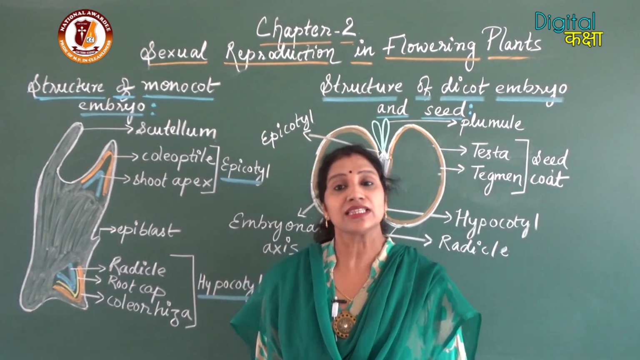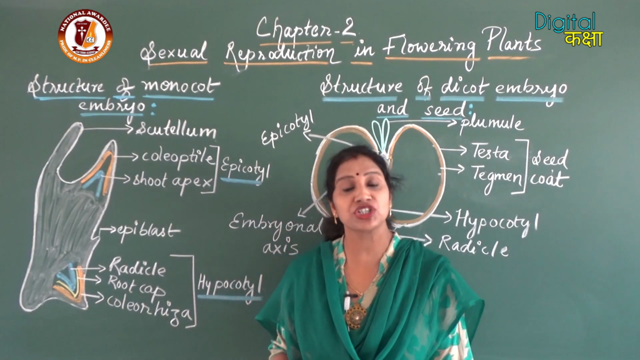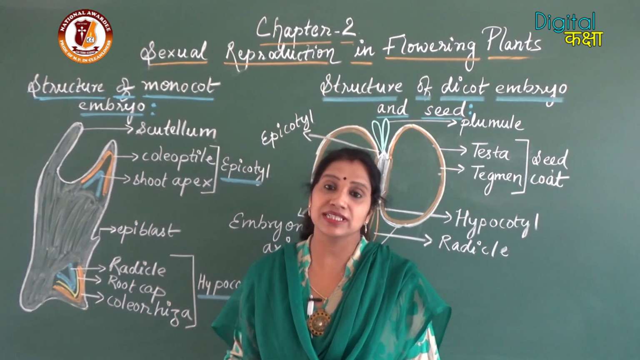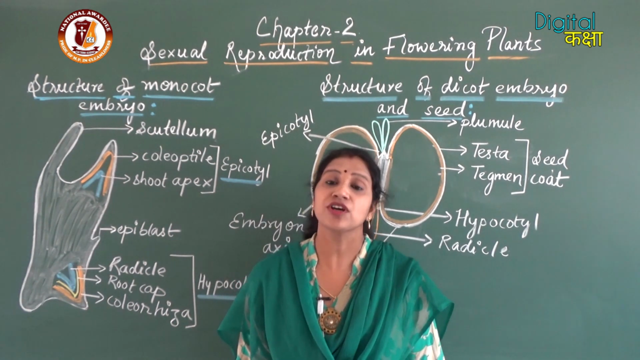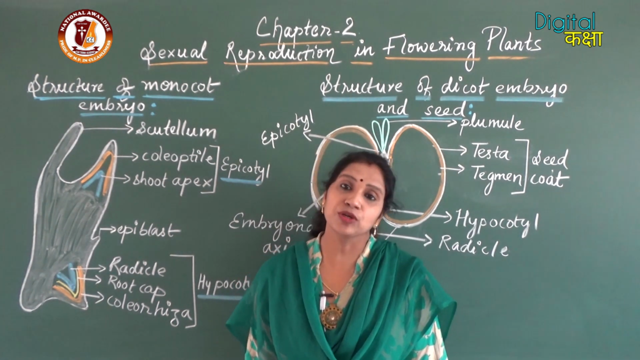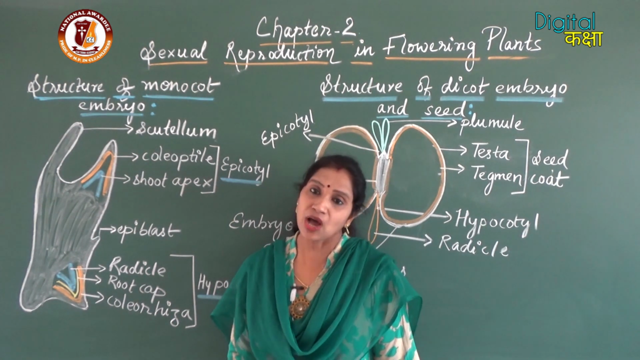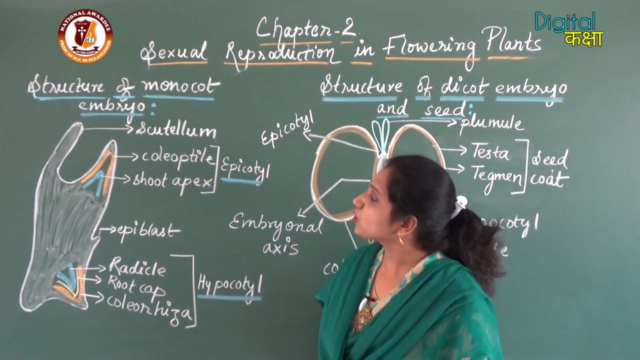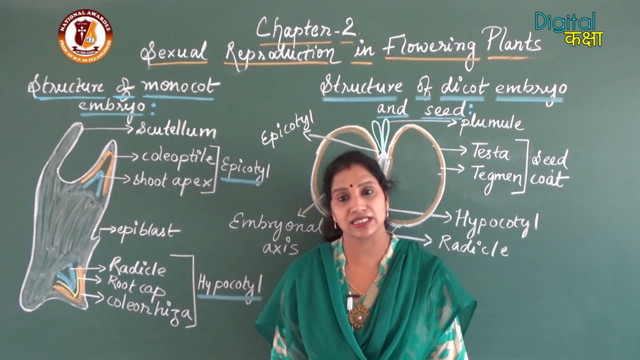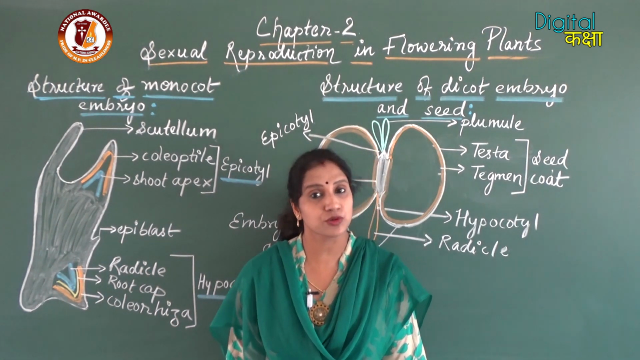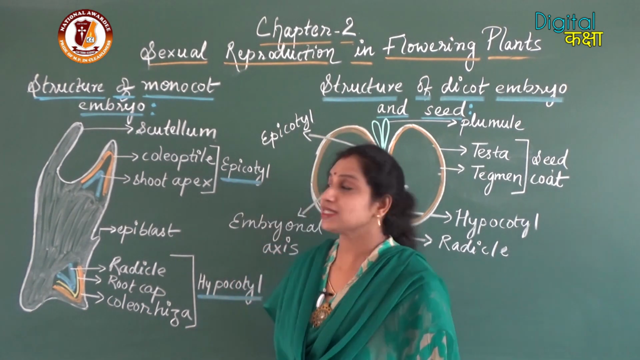Now we will study the structure of monocot embryo. As we have studied the stages in formation of a dicot embryo, the same is the structure of a dicot embryo in the mature embryo stage, consisting of two cotyledons, the radicle, the plumule, and the suspensor cells. Later the suspensor cells degenerate. So now coming to the structure of monocot embryo. As you know, the monocot embryo has a single cotyledon, and two cotyledons are there in case of dicot embryo. Now let us see the structure.